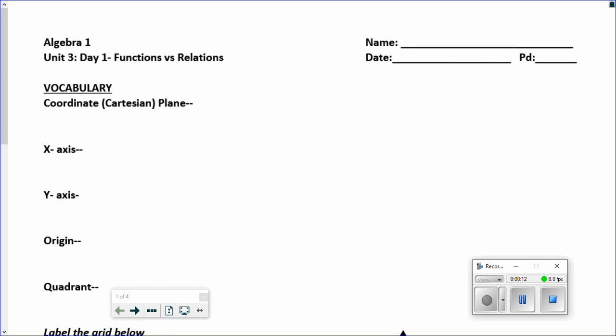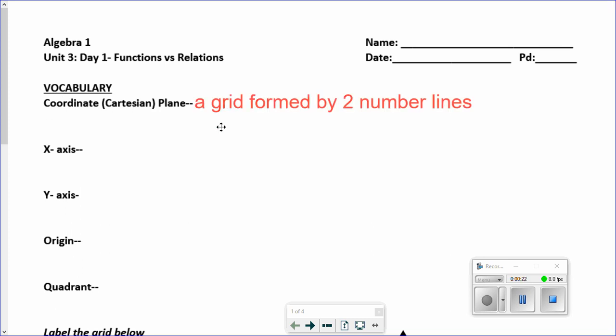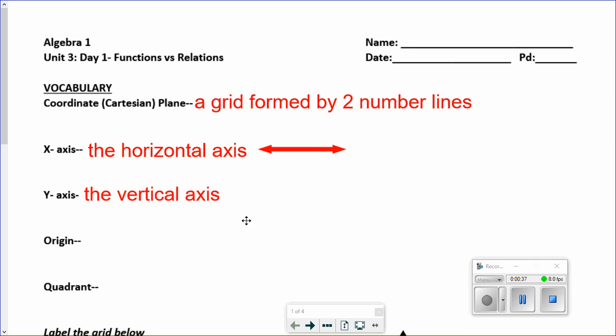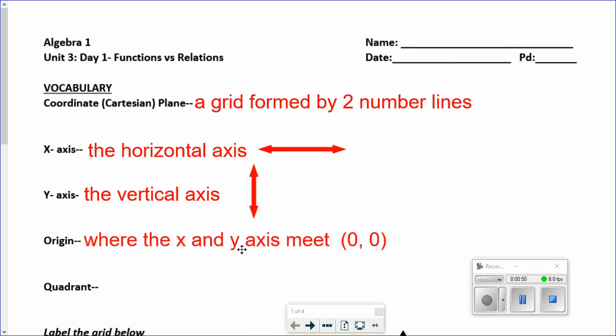Sorry. Alright, so a coordinate plane, also known as a Cartesian plane, is a grid formed by two number lines. The x-axis is the horizontal axis, so it goes across like this. The y-axis is the vertical axis, and it will go up and down like this. If I'm going too fast, please remember you can pause the video to take a minute to write down what you need to and then come back. The origin is where the x and y axis meet, which has an ordered pair of 0, 0.